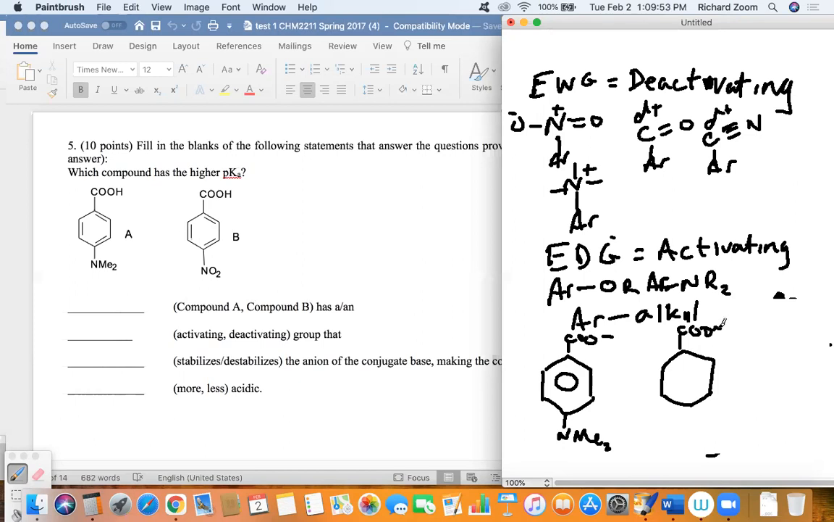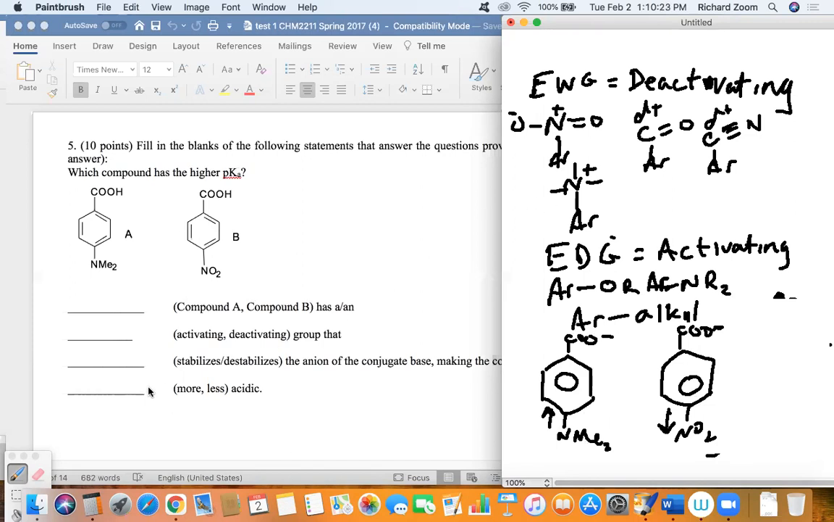So you'll notice what I'm doing here is I'm taking off the H and leaving the negative charge where the H was. So in the case of the first one, you'll see that we've got an activating group, which is going to push electrons into the ring. And we've got the NO2 group, which is going to pull electrons out of the ring. So you'll see that the activating one has a destabilizing effect, whereas the NO2 group has a stabilizing effect on the anion.